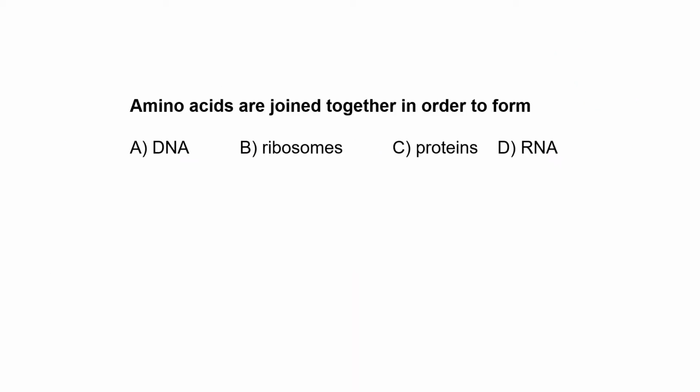Okay, this one is also very easy. Amino acids are joined together in order to form.